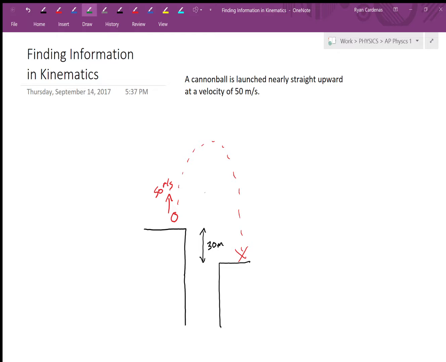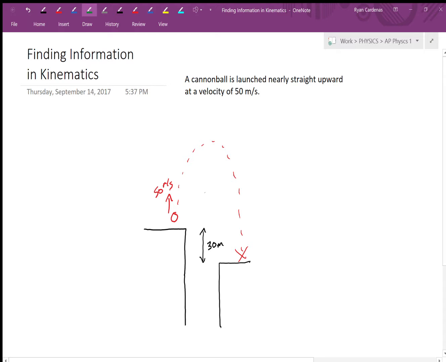There's a few places I could say are my origin. For instance, I could say that right here is my origin, or I could say that right here is my origin. Now, why would I pick those two places? Well, I would pick the top one because that means that my starting position would be at 0, or I could pick the bottom one to make my final position 0. Either one of those is okay because, you know, I like having a displacement of 0.